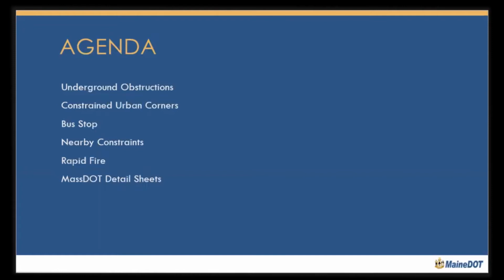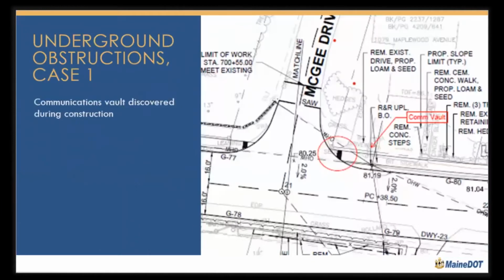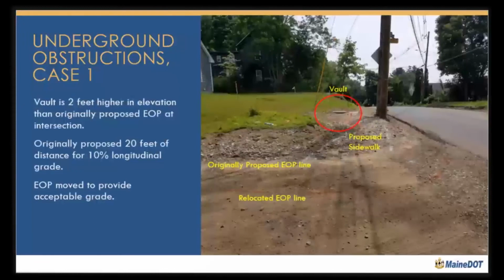So the first one up is in Portsmouth, New Hampshire, actually, and we've got a side road, and the curb ramp in question is this one right there, and there was discovered during construction a communications vault right there. There's a pole, it's hard to see, I understand, but there's a communications vault. So looking from the side road up the ramp, this is what it looks like.